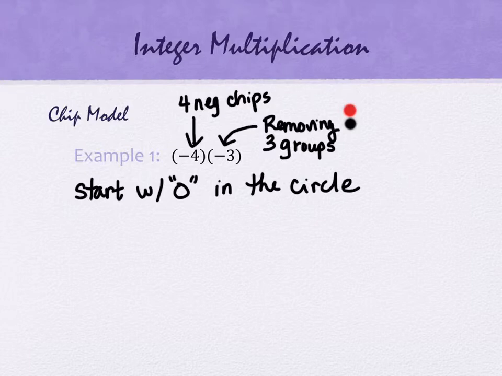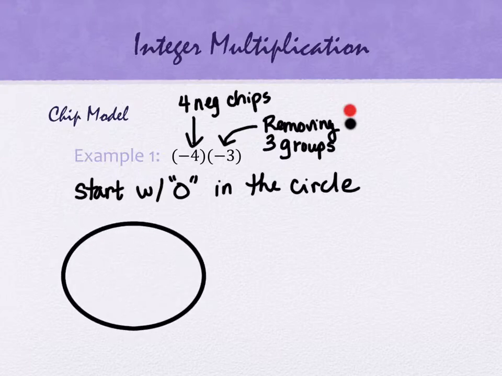So to start with, I have a circle with nothing in it. So what's the value of my circle? 0, because there's nothing in it, right? Yeah, 0 in my circle. And I need to remove 3 groups of 4 negative chips. Well, I don't have anything in my circle to remove. But we had this happen in the last section, right? When there's not something in the circle that I need to remove, what did I do? Yeah, I put in 0 pairs. So I'm going to put in 0 pairs here.